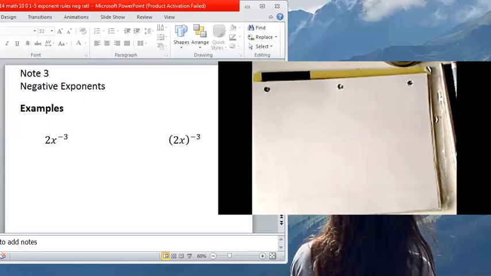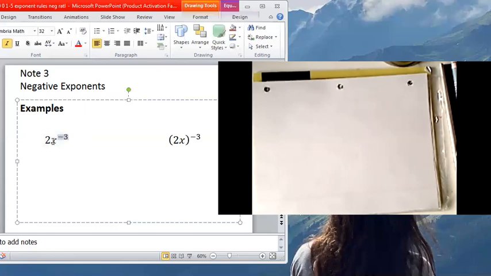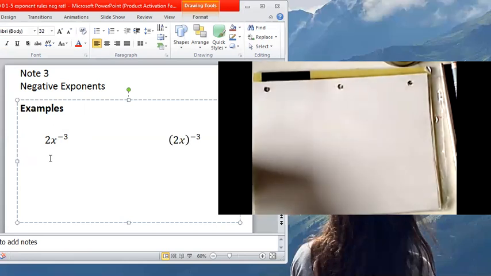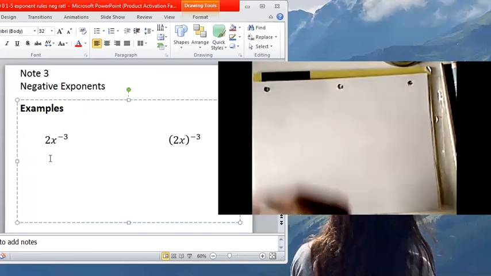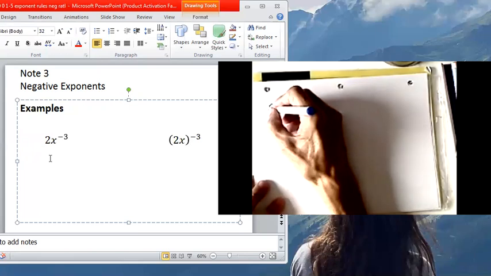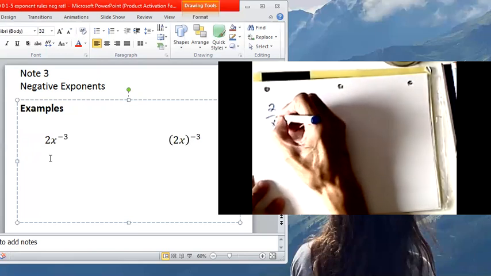These were questions given yesterday, part of the lesson. Just to show you how the exponent works, reminder, this exponent is on the x only. So this would give 2 over x to the 3.